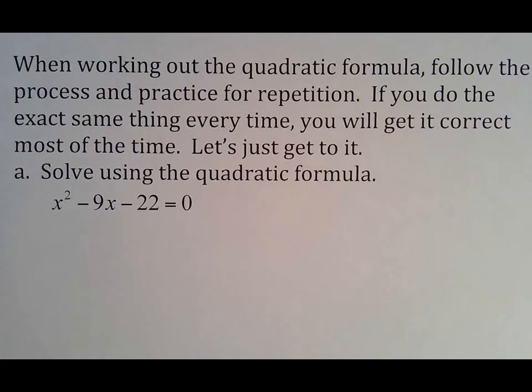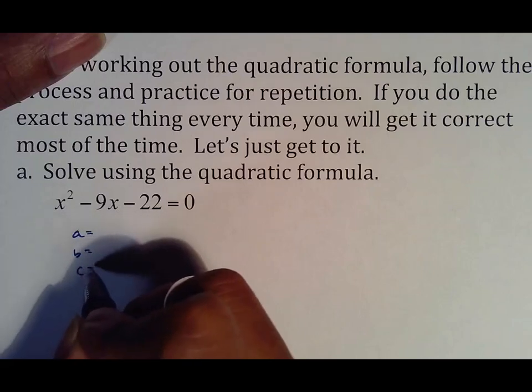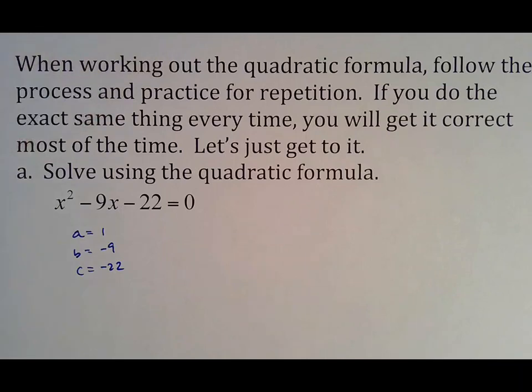When working out the quadratic formula, follow the process and practice for repetition. If you do the exact same thing every time, you will get it correct most of the time. Let's just go ahead and get to it and show you what I mean. What I do first is I like to write down my a, b, and c so I don't need to look back at the equation for it. So a is 1, b is negative 9, c is negative 22.